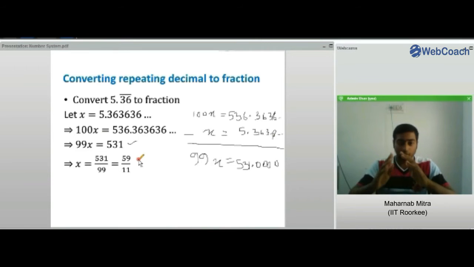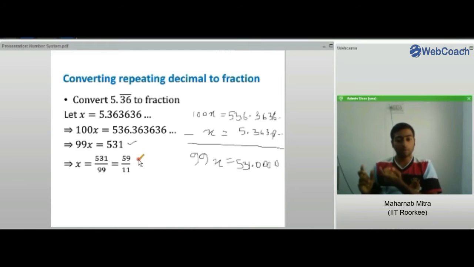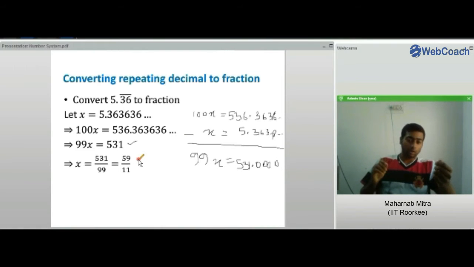Now you can understand why we multiplied the number by 100. If the number had been 5.3 with a bar on it, we would have multiplied it by 10, because if we had multiplied by only 10 here, the numbers after the decimal point would still be in a repeated fashion, like 53.33333 and so on. As the number of places after the decimal that are being repeated is 2, we multiplied by 100, or 1 followed by 2 zeros, and we can get the numbers after the decimal point the same. And when we subtract the two numbers, we get a number with no decimal part, a pure integer.